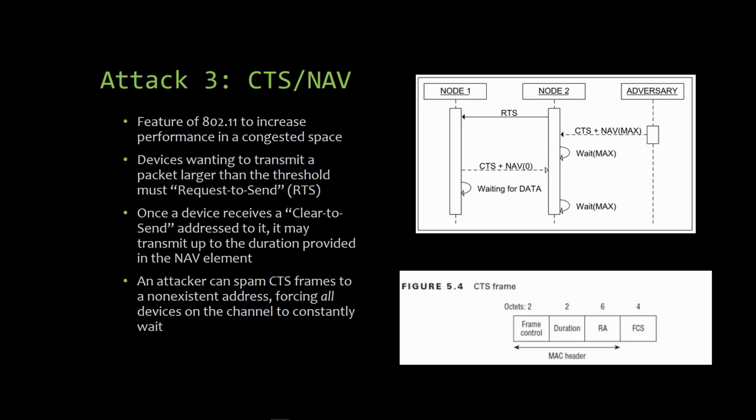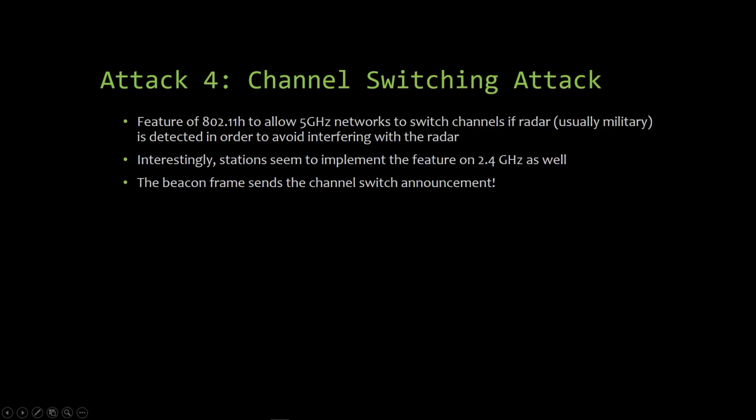Unfortunately, I was not able to set up a network that was fully working with CTS RTS in order to test this, but the functionality is implemented. Another attack abuses the dynamic frequency switching component of 802.11h, also known as DFS. This feature is intended for 5 GHz networks to switch channels if they detect radar, which is usually from a military installation, such that they don't interfere with it.